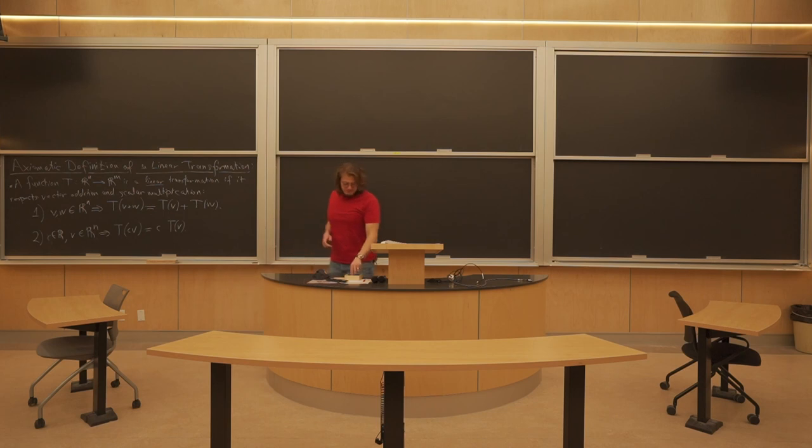We said that you can do two things with vectors. You can vector add, and you can scalar multiply. Well, a linear transformation is just a function that respects these two things that you can do with vectors. So axiomatic here also means functional. You're defining something in terms of what it does, not how it looks. Okay. So this is the axiomatics.